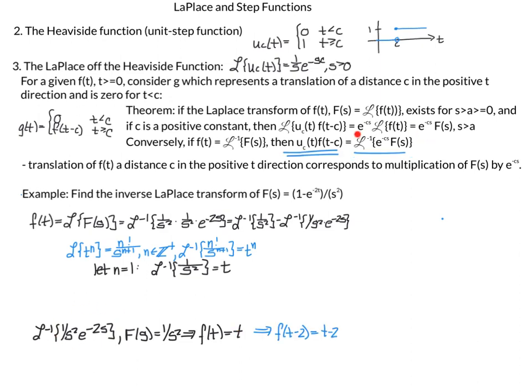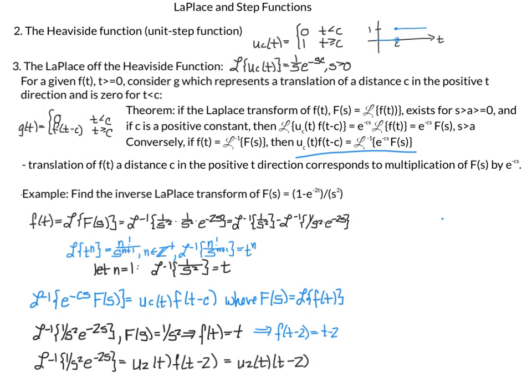Looking at our formula for the inverse of e to the minus cs times capital F of s, we need then to calculate little f of t minus c. So we said little f is equal to t, c is equal to 2. So we need to calculate little f of t minus 2. When we plug in t minus 2 into f of t, we get t minus 2. And the last thing we need to do now is multiply by u_c of t, and in this case, c is equal to 2. So the inverse Laplace of 1 over s squared e to the minus 2s is u2 of t times f of t minus 2, which is equal to u2 of t times t minus 2.